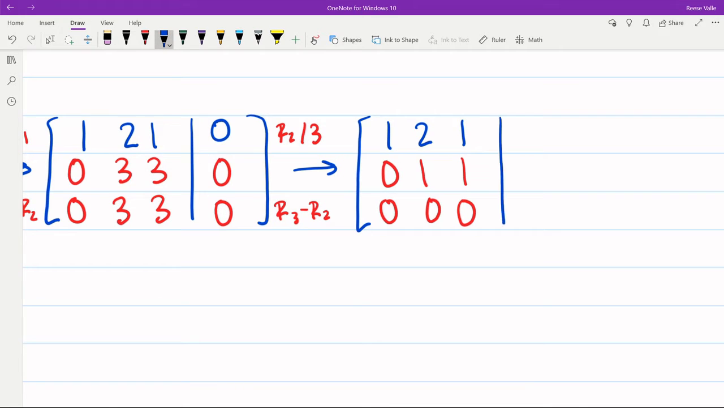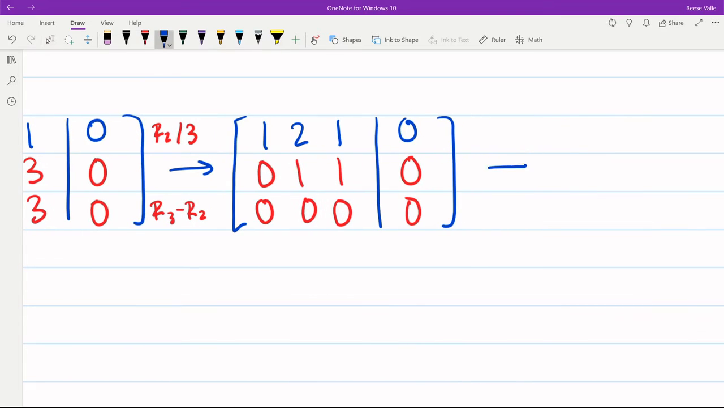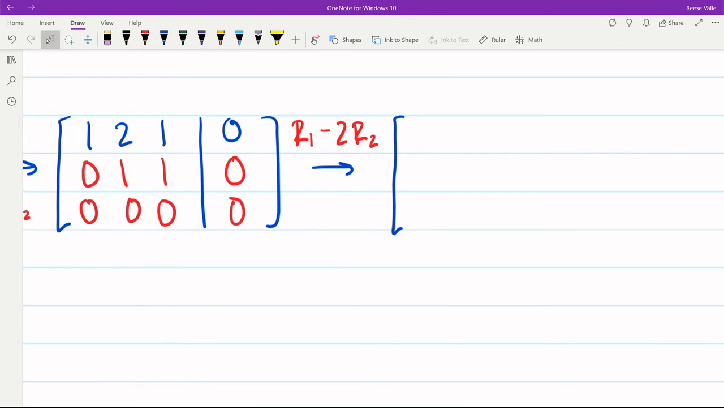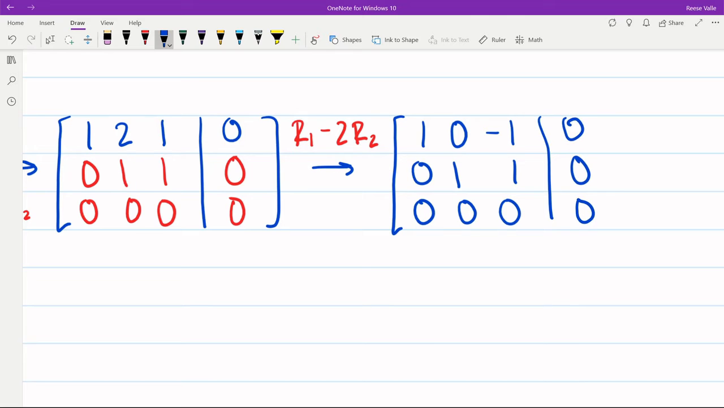And then the rest is going to be here. 0, 0, 0. And then we're going to do row 1 minus 2 row 2 for this. So then that's going to be 1, 0, negative 1, 0, 1, 1, 0, 0, 0. Set that equal to 0.